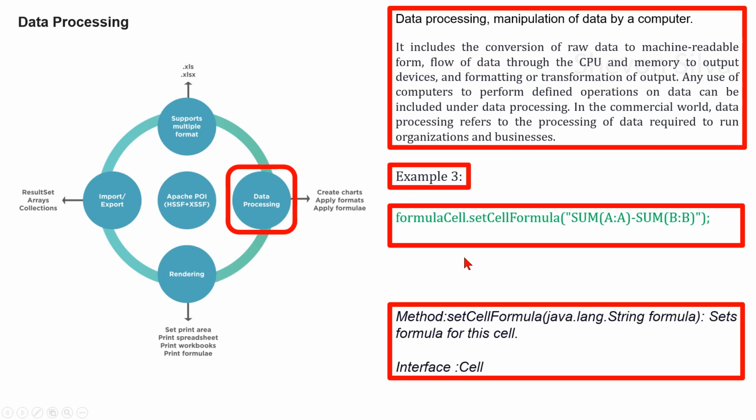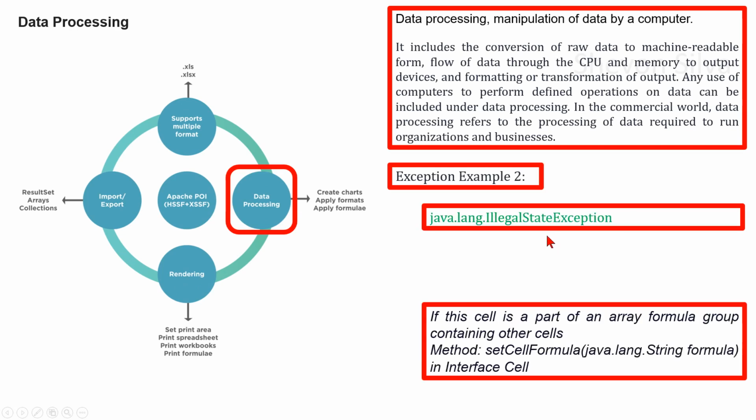As example 3, we can consider this code segment. Here you can see a method setCellFormula(java.lang.String), which sets the formula for this cell. And this method is in the interface Cell.